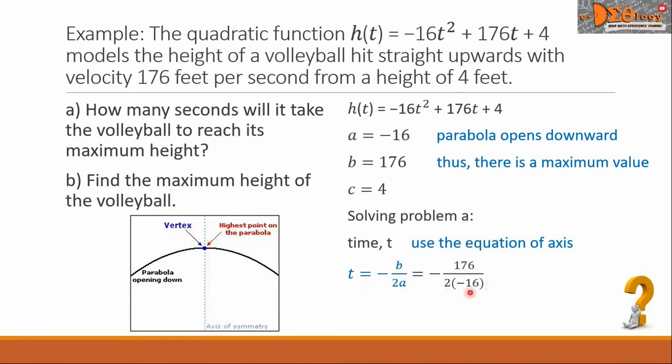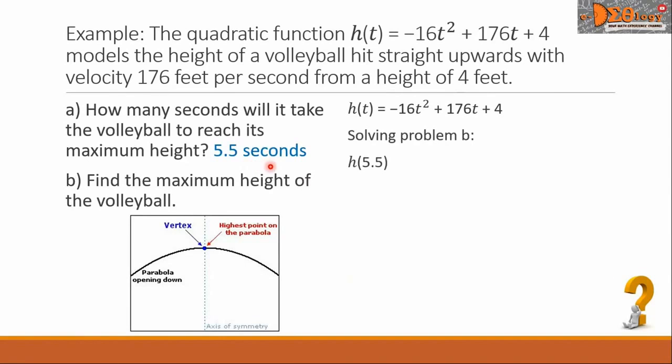Let us simplify our denominator. 2 times negative 16 will give negative 32. This negative sign here and the negative of 32 will give positive, and the quotient 176 over 32 will give 5.5, and this is the time in seconds. Let us copy this value opposite problem A. So this is the answer for the problem A.